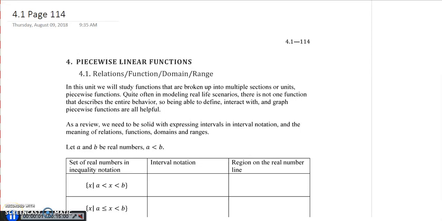Hello, so welcome to Unit 4. This is going to be our unit on piecewise functions. But today we're going to really just talk about, okay, what is a relation? Do we know the definition of a function? And so domain and range.